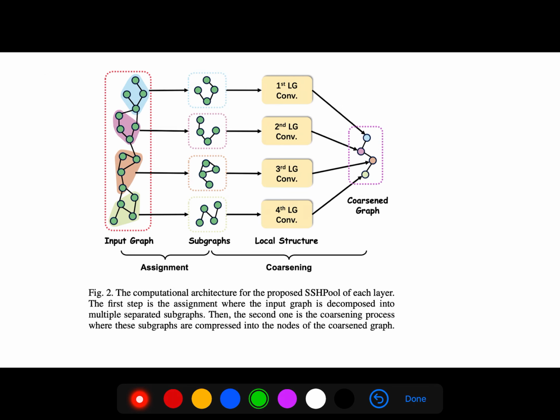So this is the computational architecture of the proposed SSHPool. The first step is the assignment, where the input graph is decomposed into multiple separated subgraphs. Then the second one is the coarsening process, where these subgraphs are compressed into nodes of the coarsened graph.